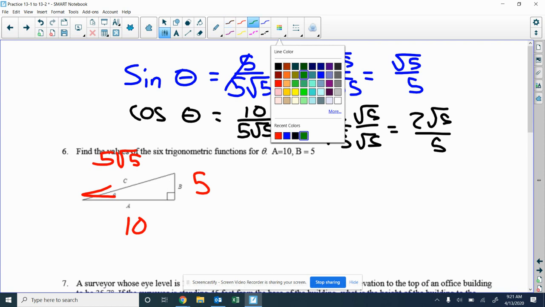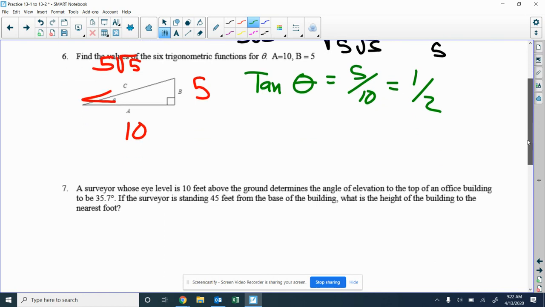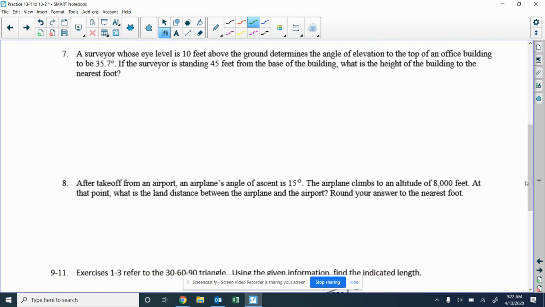Your tangent of that theta is going to be 5 over 10, which simplifies to just 1/2. And there you have down through that. Couple of application problems now. Got to draw the right thing out here.